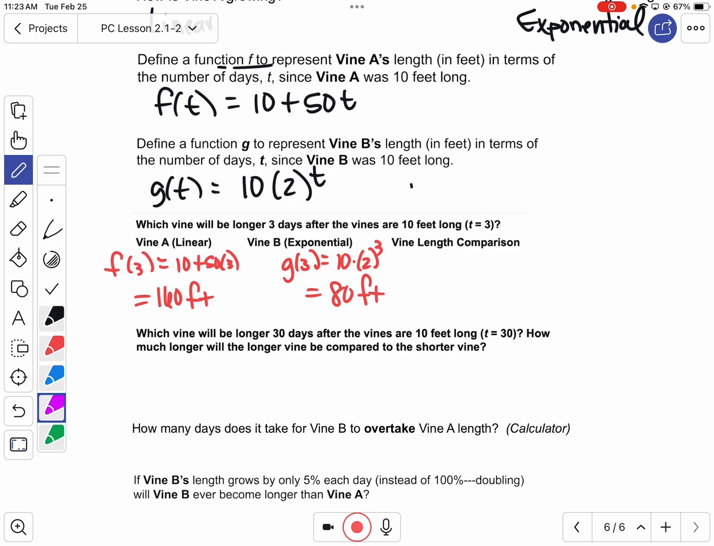So if we do our comparison, which one's longer? Vine A is how much longer? Okay, so it's 120 feet longer after 3 days.